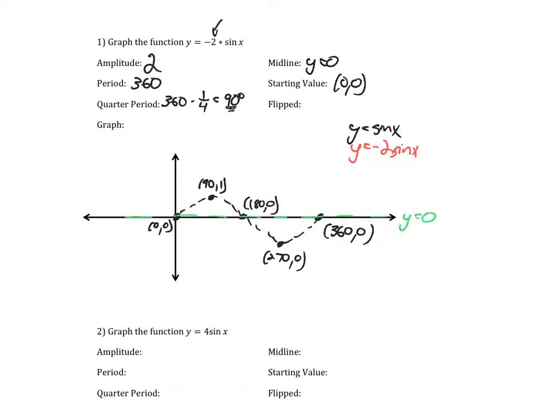Y equals 0. So I'm going to take my value of 0, 0, multiply it by negative 2. It's going to stay at 0, 0. 90 comma 1: if I take that 1 value and multiply it by negative 2, that actually makes it negative 2. So instead of being 90, 1, my new point here is going to be 90, negative 2.